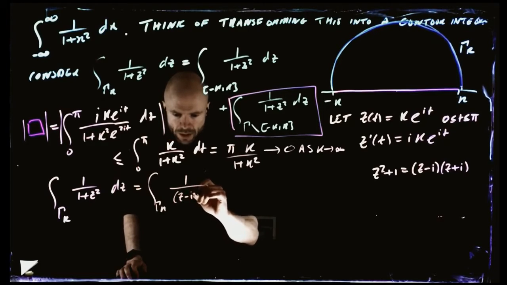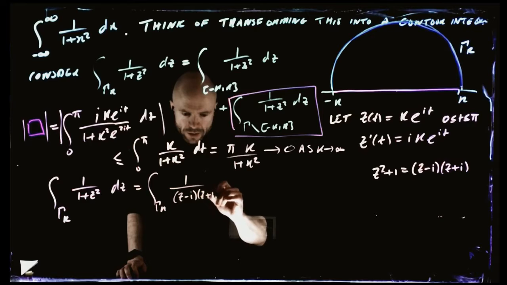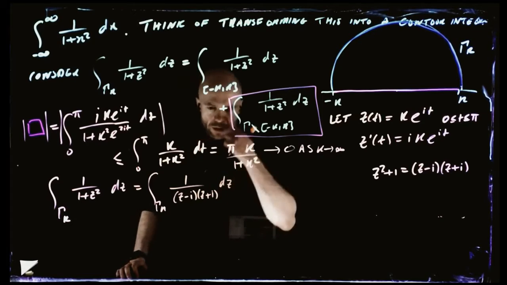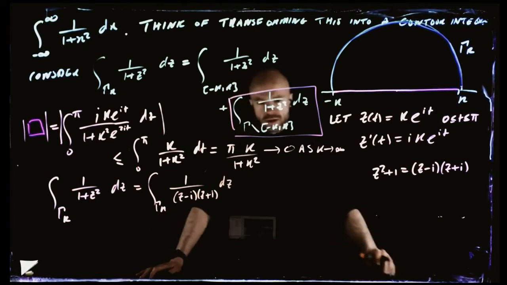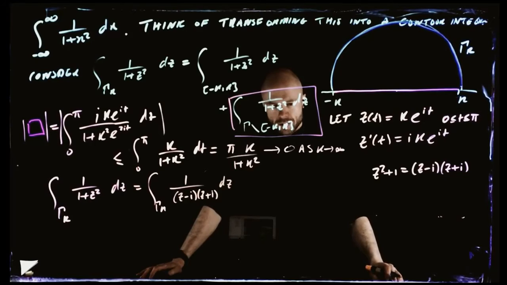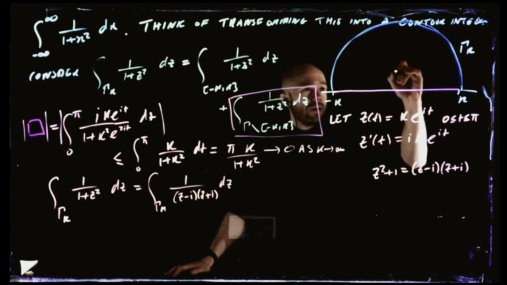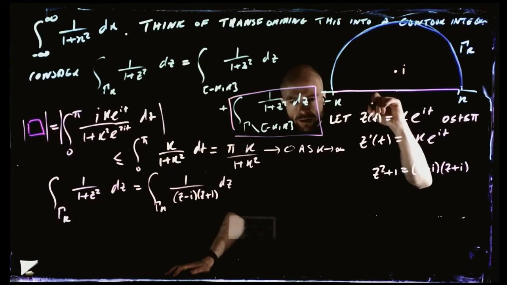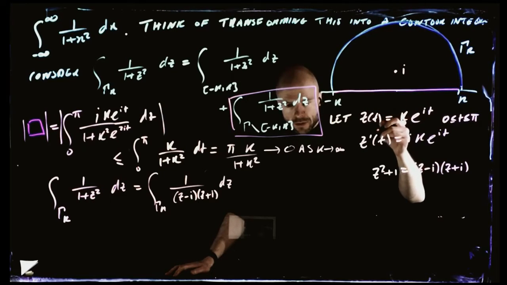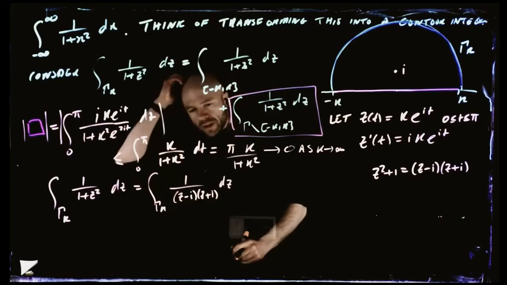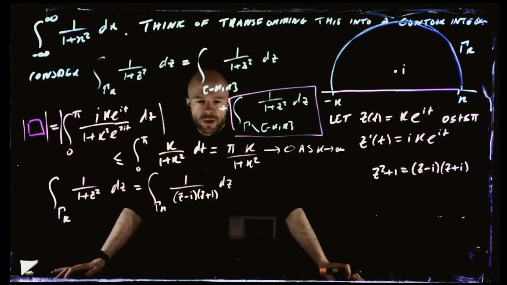Z minus i, z plus i, dz. Okay, so what are the singularities inside our contour? I, yeah, sorry, I thought you said pi. I. So this is our only singularity inside our contour. The other one is on the other side, it's outside, yeah? Cool. All right, what is the nature of the singularity?